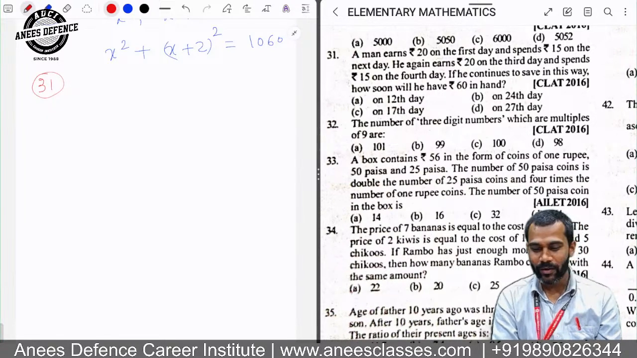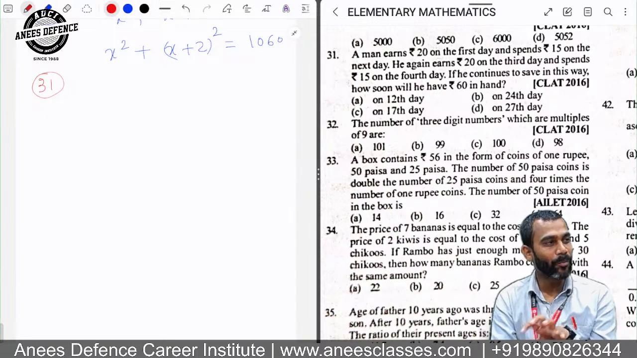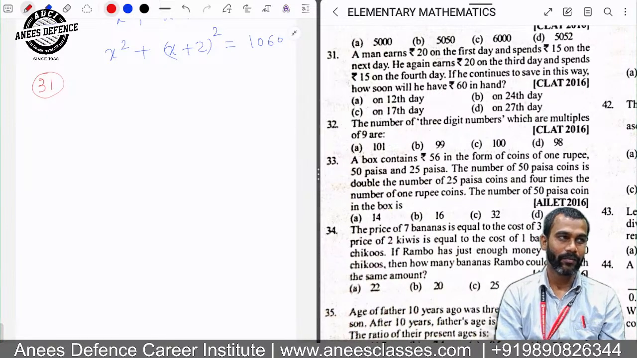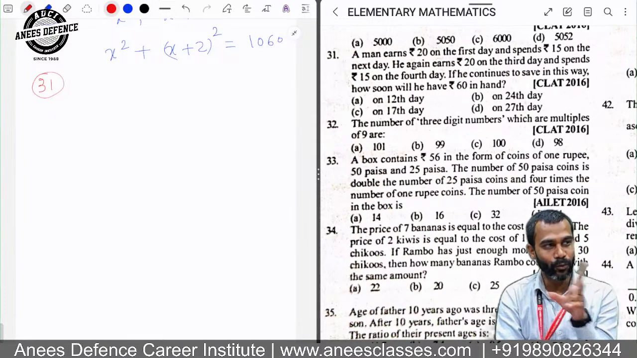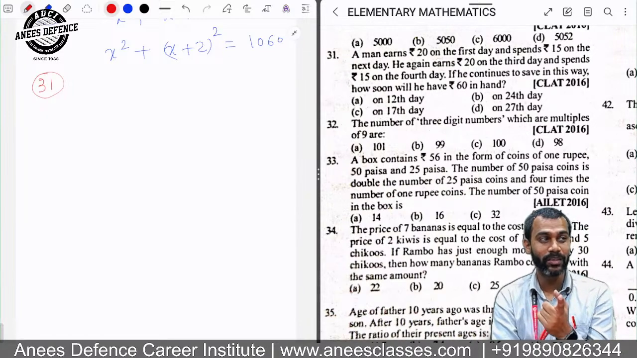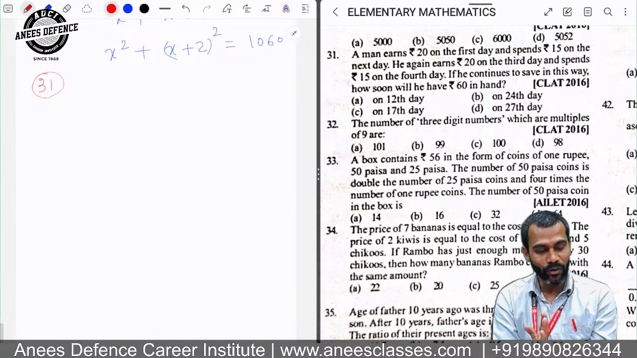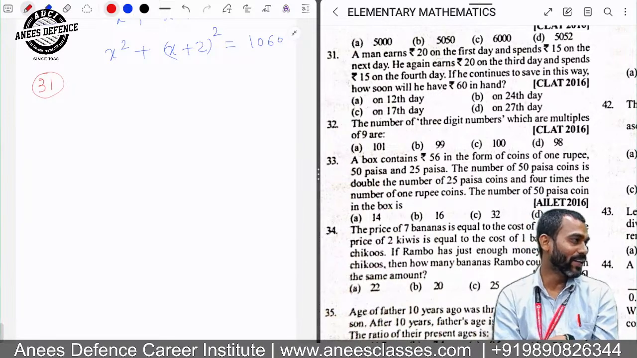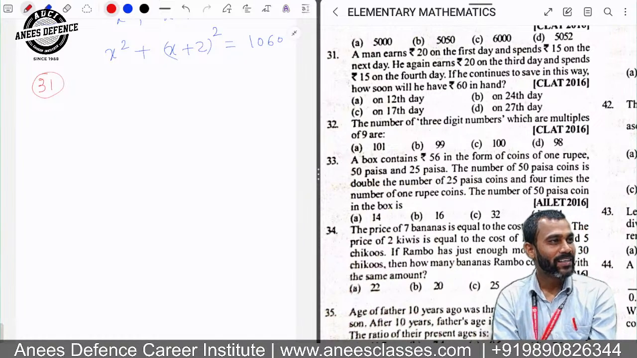See, for 40 rupees, how many days will be needed? How many such pairs of 2 days will be needed? 8. 8 into 5, 40. So 8 into 2 is 16. So at the end of 16th day, he will have 40 rupees. On the 17th day, he will have 20. So 40 plus 20, 60.